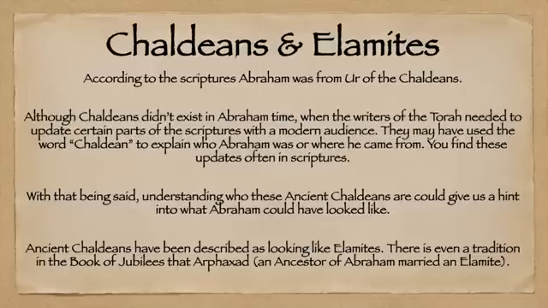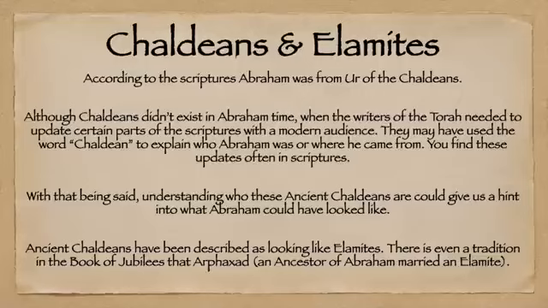You find these updates often in scripture. Another quick example I'll give is using the term Pi-Ramesses when it comes to the Exodus, but originally that region was Avaris or Goshen. That's just a quick example. That was an update in scriptures. But anyways, with that being said, understanding who these ancient Chaldeans are could give us a hint into what Abraham could have looked like.